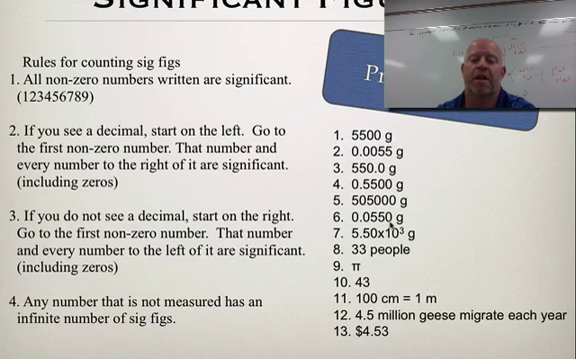In this segment, we're going to tackle numbers 7 through 13 and talk about why for some of them you do apply significant figures and for some you do not, and how you handle it if you do not apply significant figures. So first one is number 7.